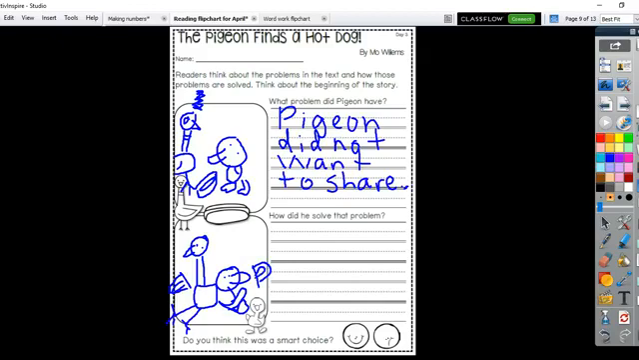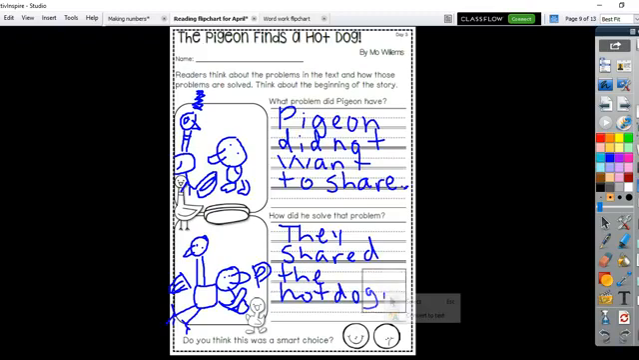So the solution was they shared the hot dog. And it says, do you think this is a smart choice? Well, I do. And I'm going to actually color it in blue so you can see it. I think it's a smart choice because that way they both got to enjoy the hot dog.